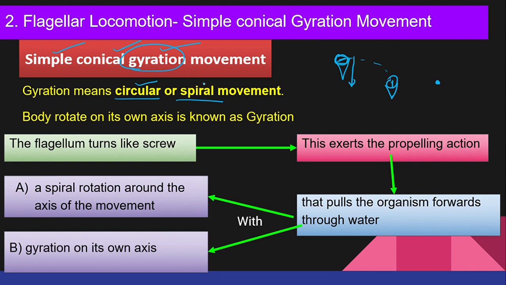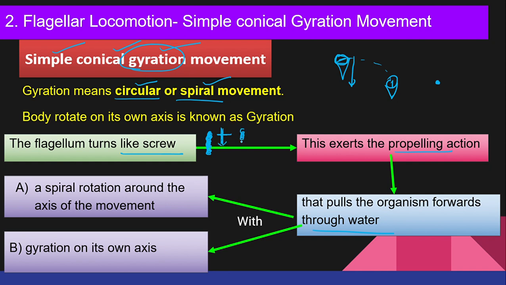So this gyration is nothing but the circular or the spiral movement. Here the flagella turns like a screw. Only at its own position it will rotate like this, right? This exerts the propelling action that pulls the organism forward through water. Due to this, what happens? See, when I started drilling with the screw, suppose this is the wall. Slowly, here it will be my screw, right? So what is happening? There is the movement in the screw.